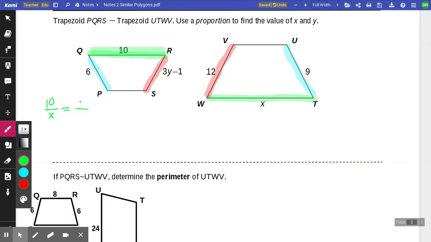And I need to make sure that the 6 goes in the correct location, needs to be in the top of the fraction because it's in the same diagram as 10, and I put 10 in the top of this one. So this ratio says 6 over 9. We have an easy proportion here. Cross multiply, 10 times 9 is 90. 6 times x on this side, divide through by 6, and 90 divided by 6 equals 15, or x equals 15.